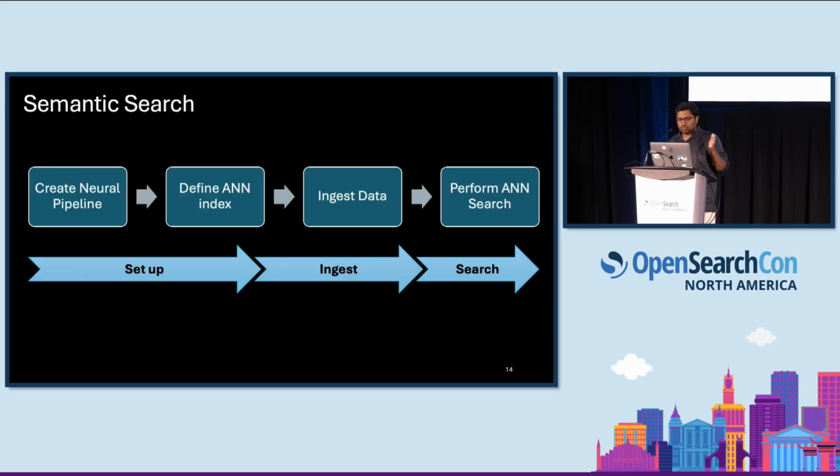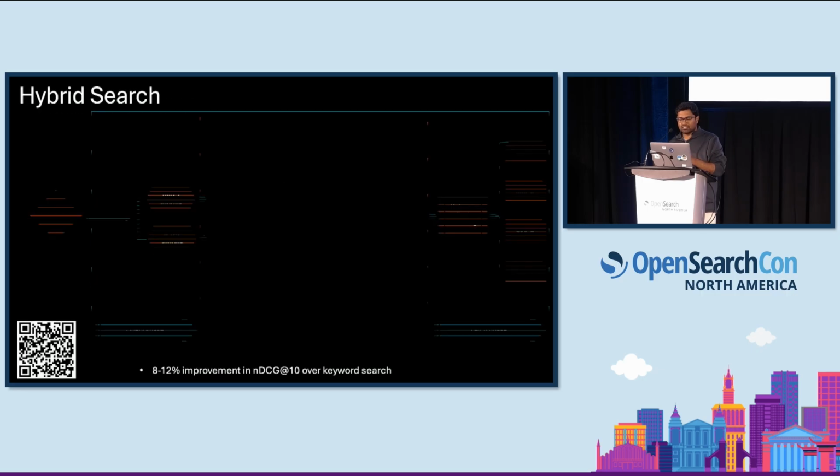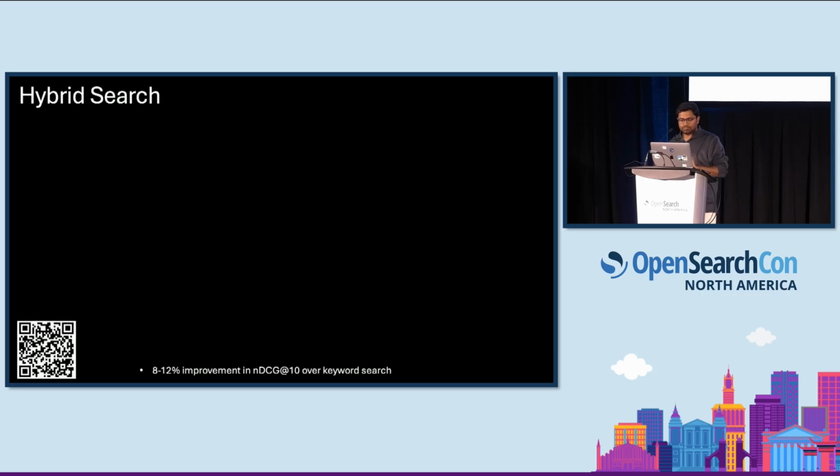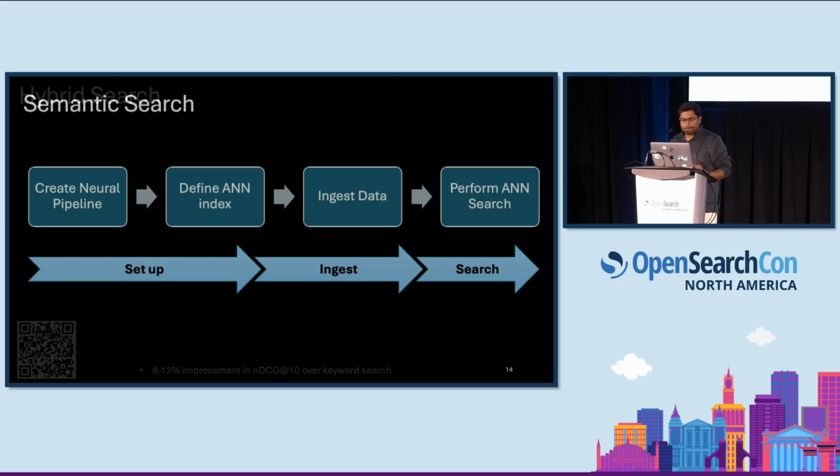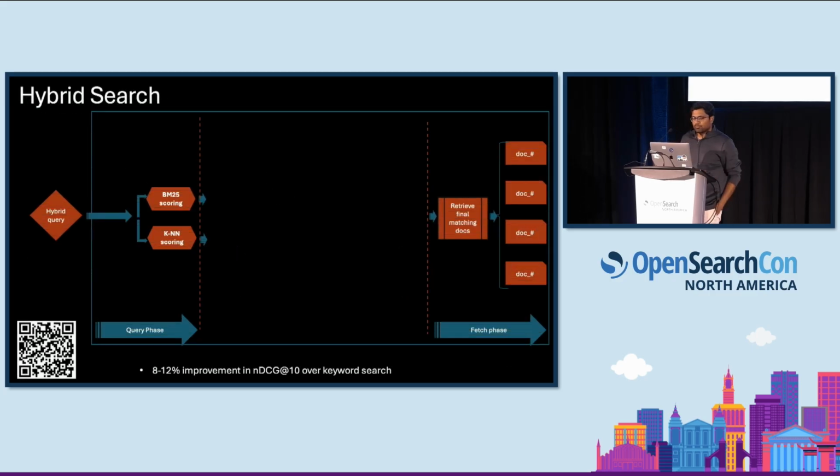So think of it this way. Now you have a pipeline. The pipeline is plugged into an index. You ingest the data, and then you perform the search. Now, customers have a way to onboard to OpenSearch with these features.